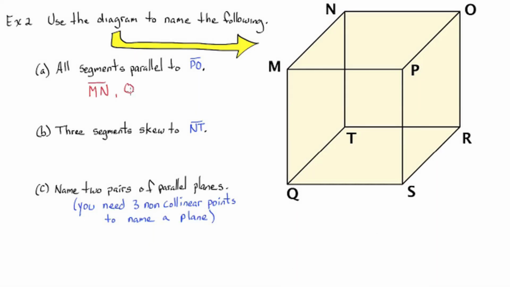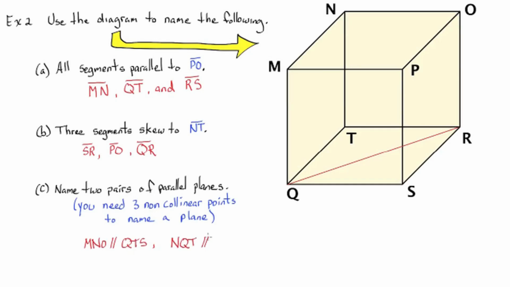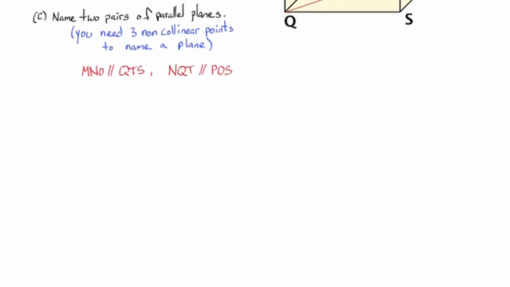Okay, so we have segment MN, segment QT, and segment RS that are parallel to segment PO. And in part B, we have three segments skew to segment NT. We have segment SR, PO, and QR. And in part C, two pairs of parallel planes. We have plane MNO is parallel to QTS, and plane NQT is parallel to POS.